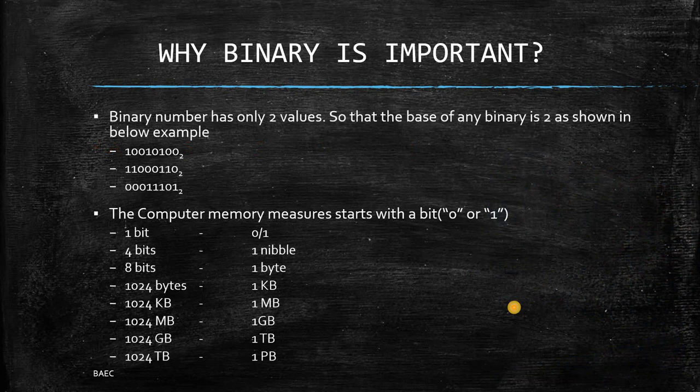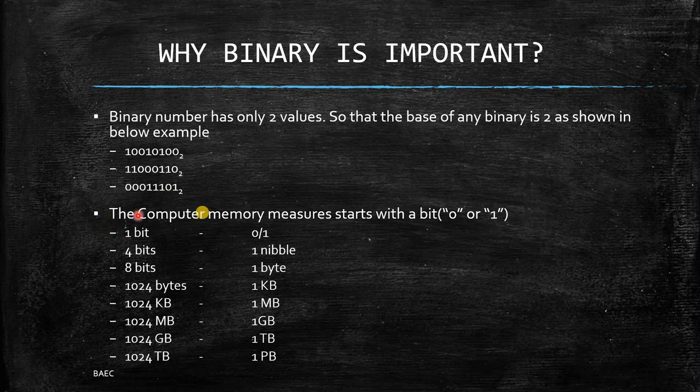Okay, here are some examples. A binary number has only two values. I told you, zeros and ones, right? So the base of any binary number is 2. Some examples are also shown here. 1001010 has base 2 because it uses only two values, 1 or 0, right? So these are some other examples.